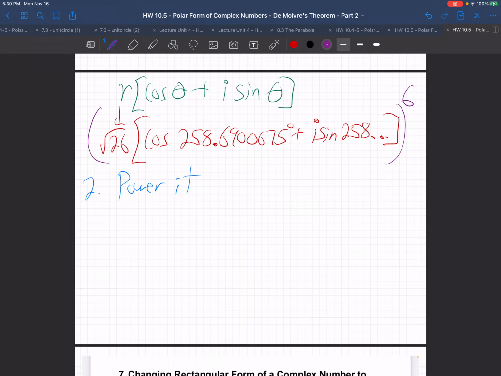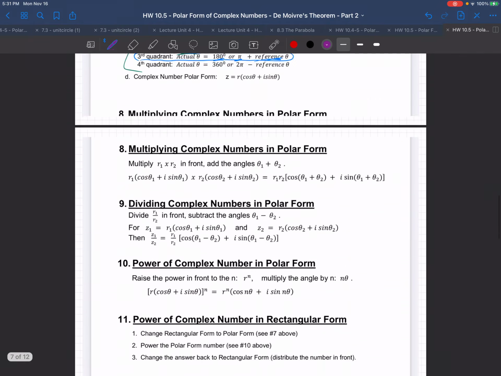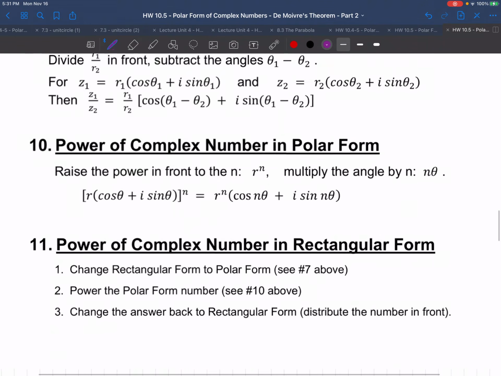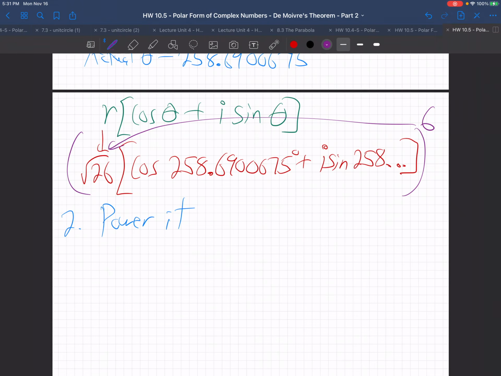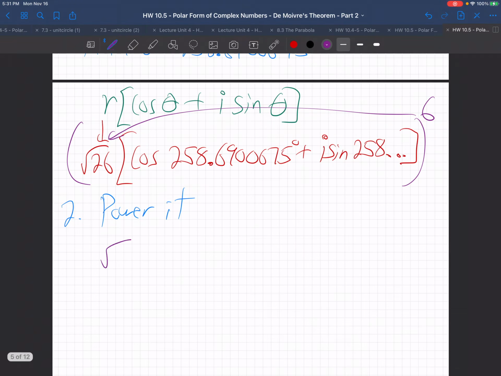6th power. And what did de Moivre's theorem say? You just power the number in the front. How do you power it? You just power the number in the front, right? I referred us to number 10 above. Power the number in the front, multiply the angle. So I'm going to power the number in the front. So here we go. It's going to be the root of 26 to the 6th power.